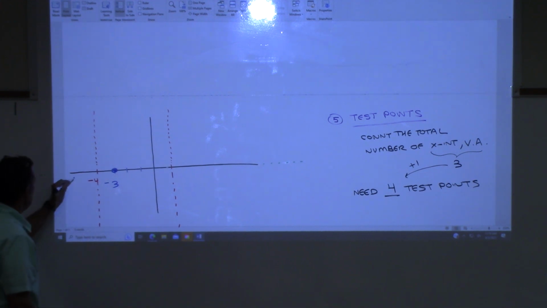So any number I want over here, anything, can y'all think of any number over here? -6, -5, -7, -10, any number you want. It just needs to be to the left of this. The way I'm going to do this is this.